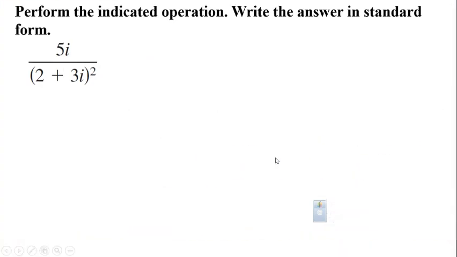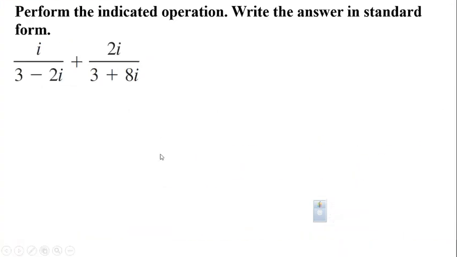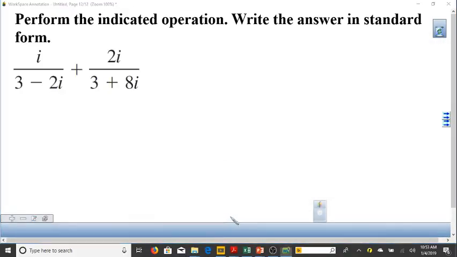And now for our final example, we're adding two divisions. And this is like adding fractions, adding two algebraic fractions. Treat the i like it's a variable, and then we'll simplify afterwards. So what we're going to do is get a common denominator. Actually, let's try it a different way. What we'll do is work out the divisions first, and then we'll add. That should work fine as well.